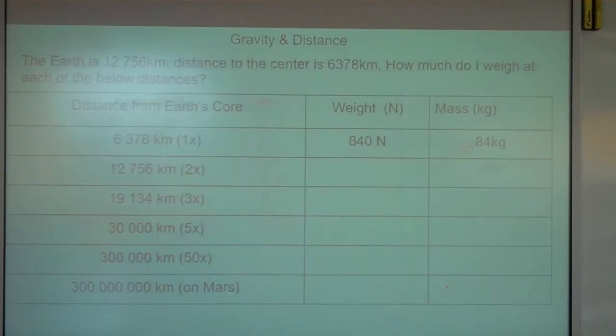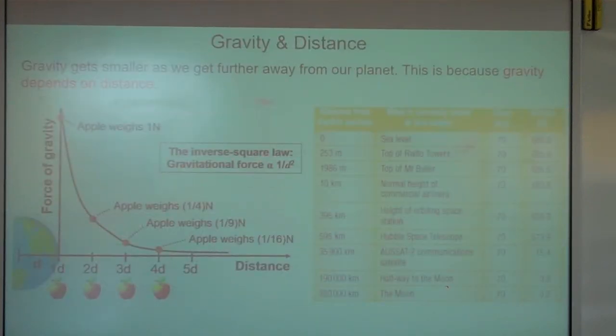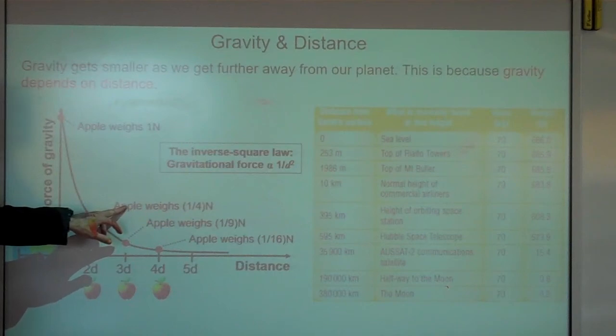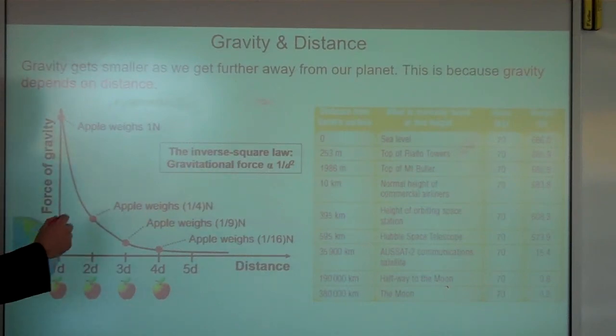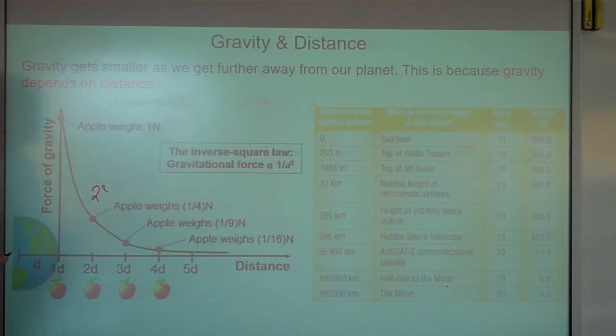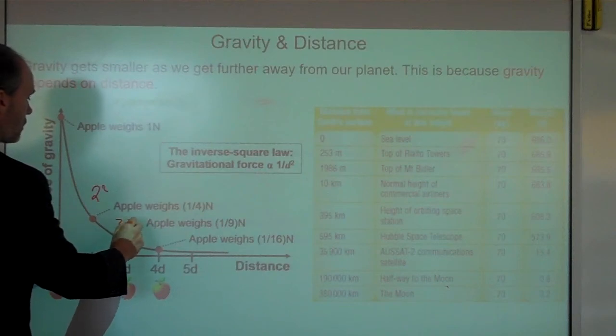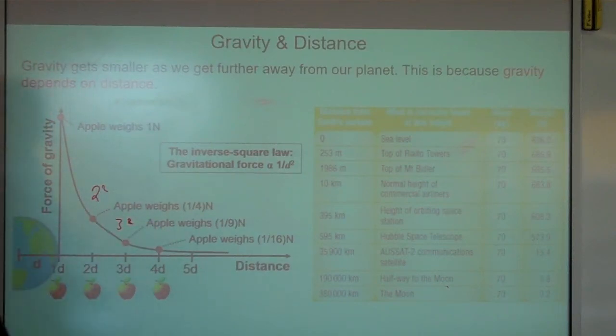Do I need to do these? Oh, that's a tricky question. Gravity gets smaller as we get further away from the planet. Gravity does depend on distance. So the force of attraction also depends on distance. It's an inverse square law. So if you double the distance, then the apple weighs a quarter. What is 2 squared? Not a trick question. 4. If you triple the distance, what is 3 squared? 9. It's 1/9.